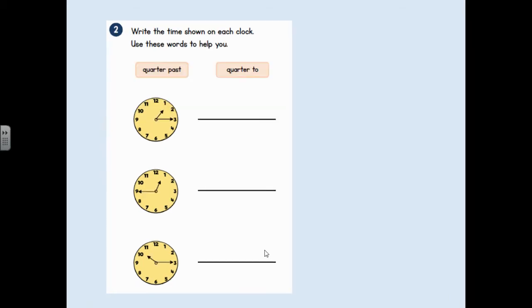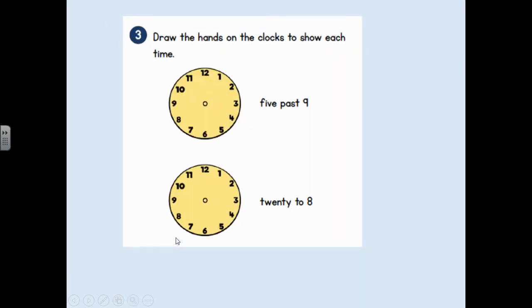Okay, question number 2 is write the time shown on each clock. Use these words to help you. So it's quarter past and quarter to help you to answer these 3 questions.